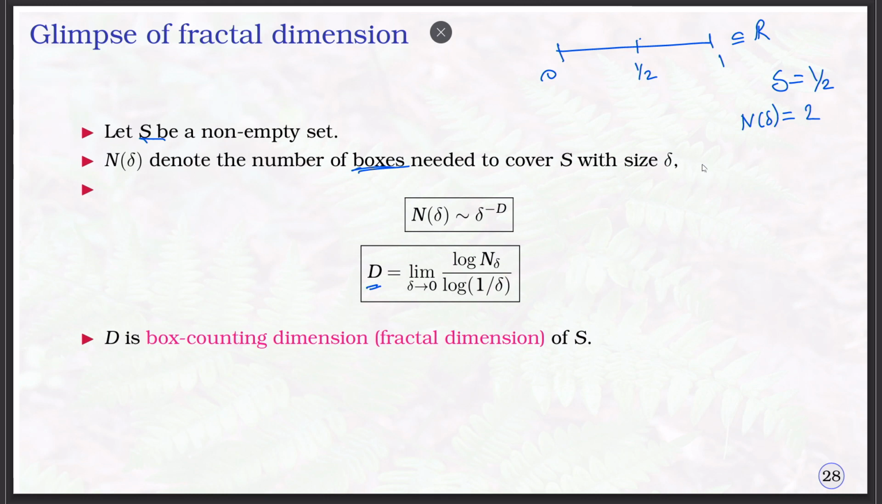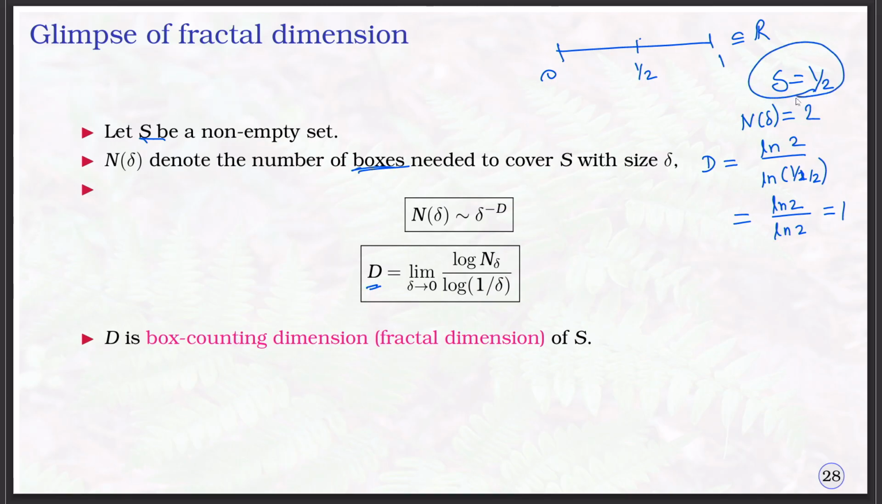Then as per this definition, for the time being we can ignore the limiting case. If you find the D value, it is equal to ln n of delta over ln 1 over delta, so ln 2 over ln 1 over 1 by 2, which is equal to ln 2 by ln 2, which equals 1. So, we can say that the box counting dimension of this object is 1.